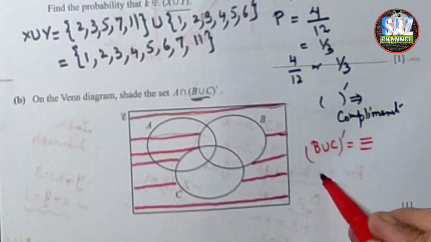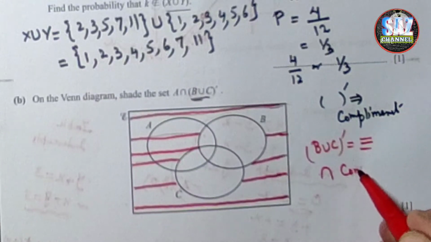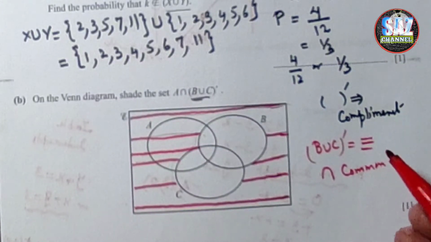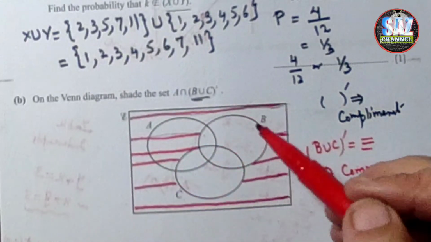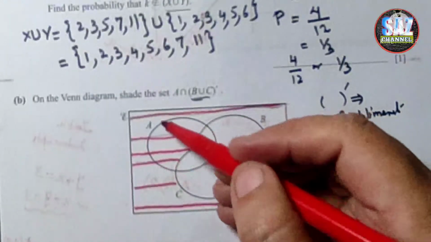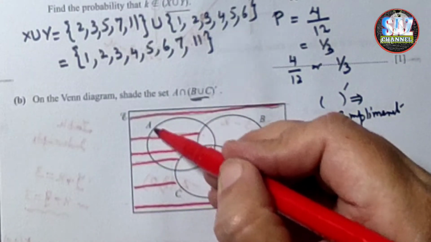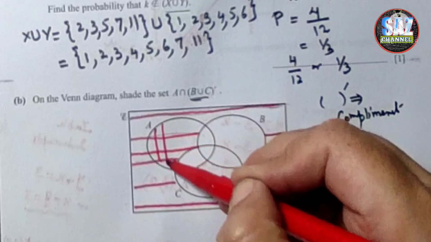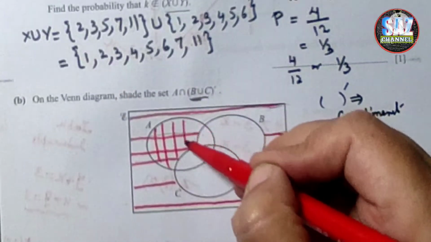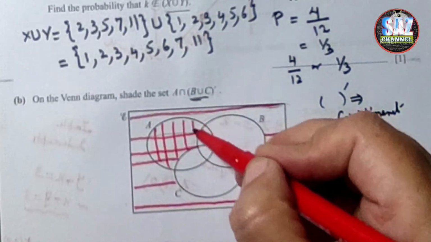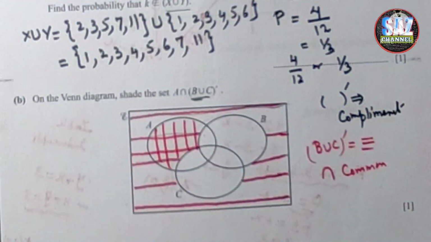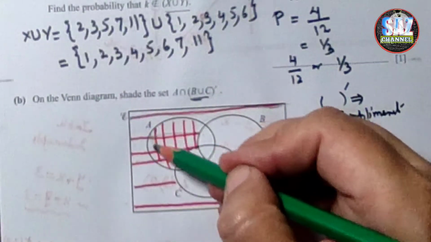Intersection means common. So look carefully: when we are discarding B and C, which portion of the diagram is receiving the shading? So the remaining portion is only A. This is the portion where we are getting the shading. So this is the answer for this condition, and let's go for coloring and fun again.